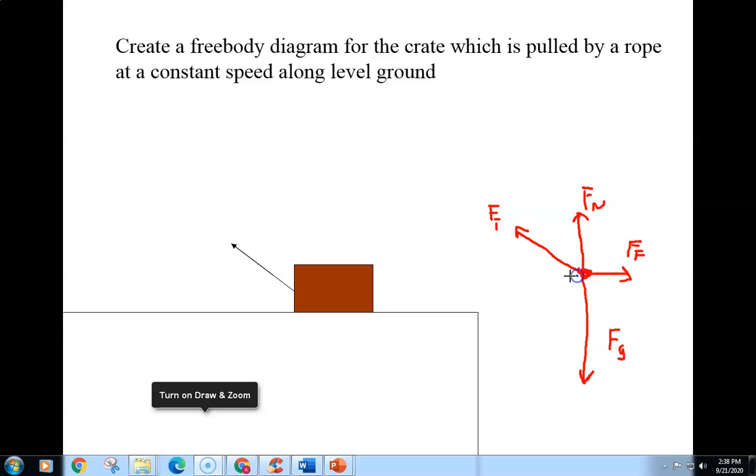So now what I would know, if we call this FTx and this FTy, I know that this would have to cancel with this. The x component of the tension would cancel with the frictional component, and then the y component plus the normal force would equal gravity. So that's what we would know. All right.